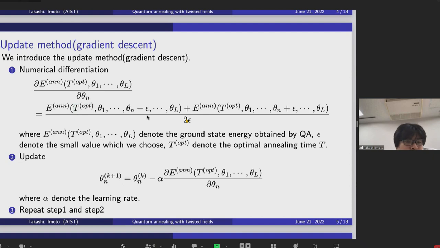And next, using the numerical differentiation, we update the twist parameter theta as follows. Alpha denotes the learning rate, and we choose this value. And we repeat step one and step two, so we can obtain the optimal parameter theta.